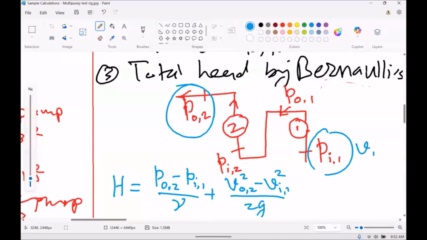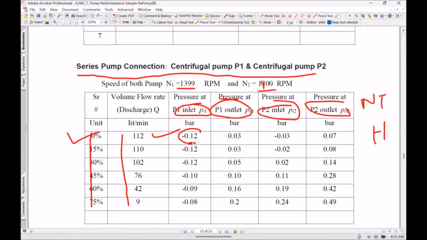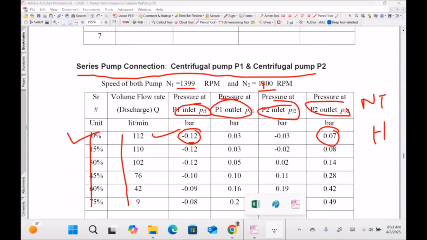So here velocity is Vi1. Here velocity is VO2 plus ZO minus ZI. So put the values and we'll get the answer. So PO and PI1, we need to write this from the observation. So this is PI inlet and this is PO outlet at pump 2. So this is required. Okay, and this is discharge. So we'll write this in the equation.